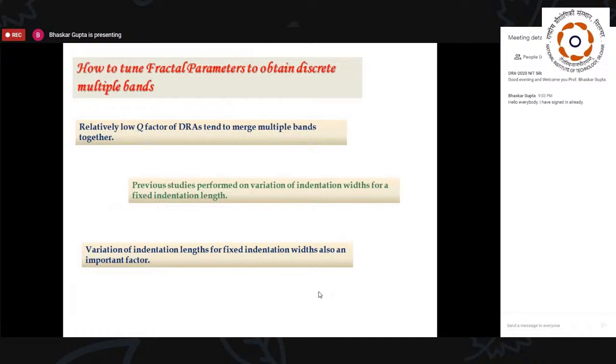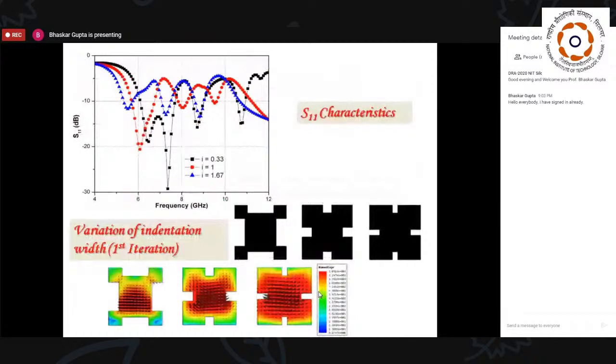From these studies, we found that variation of indentation length or fixed indentation widths is also an important factor. We varied indentation width for fixed indentation length, showed you the results. But if we do the reverse, that also is an important way to control its behavior. These are the results. We have varied the indentation factor by changing the indentation width only, keeping the indentation length the same.